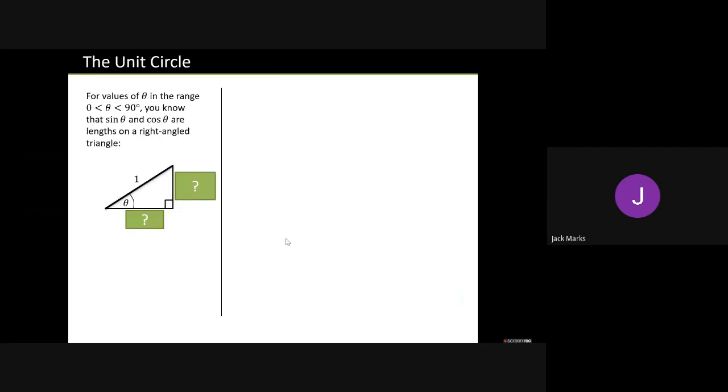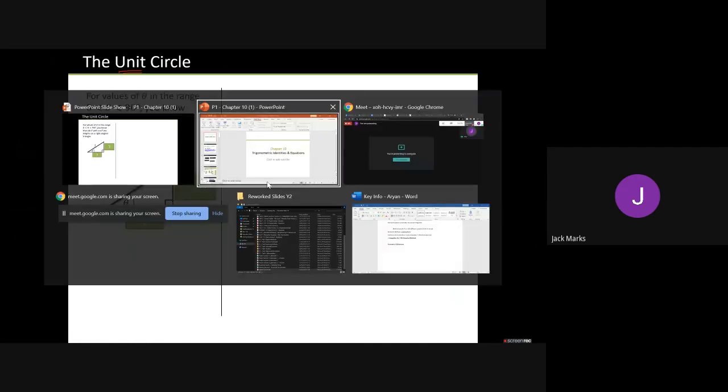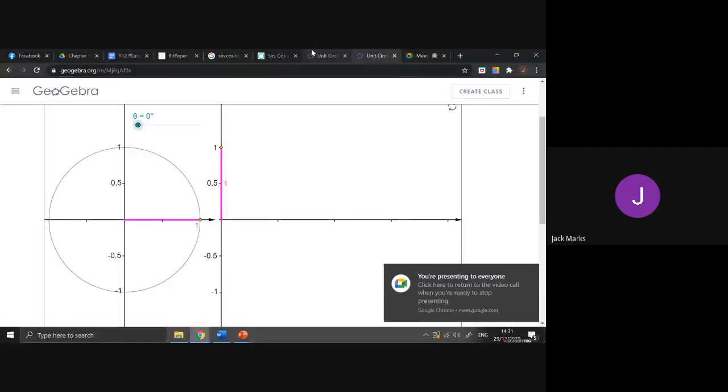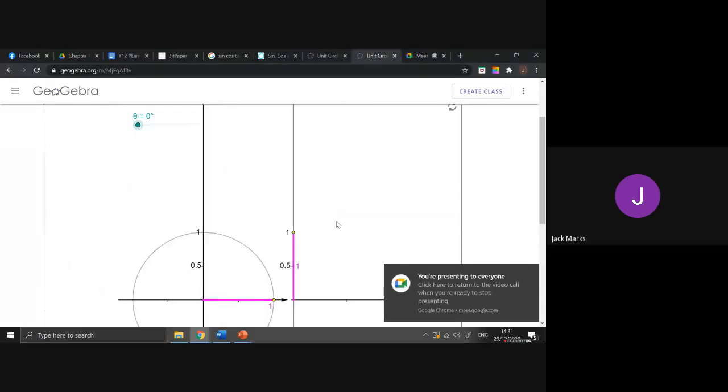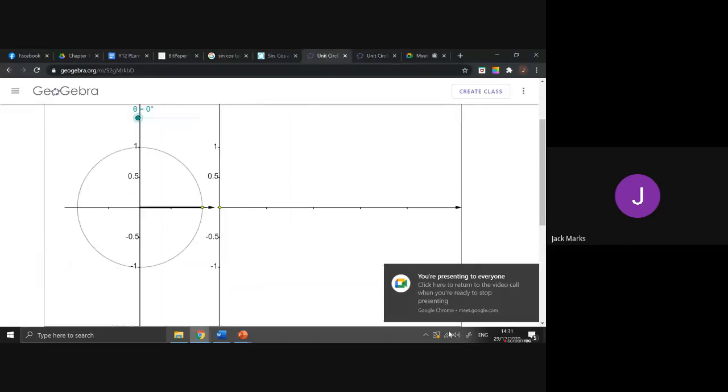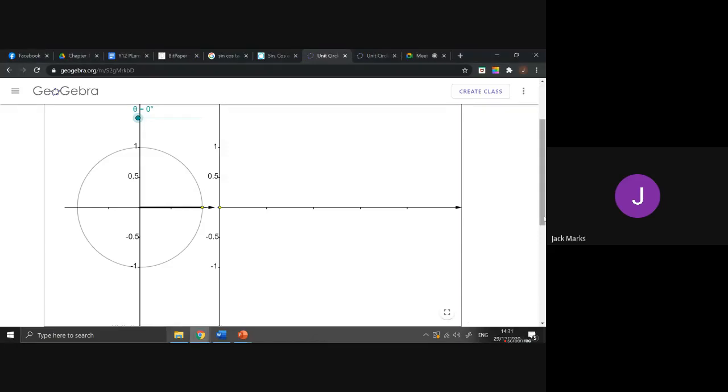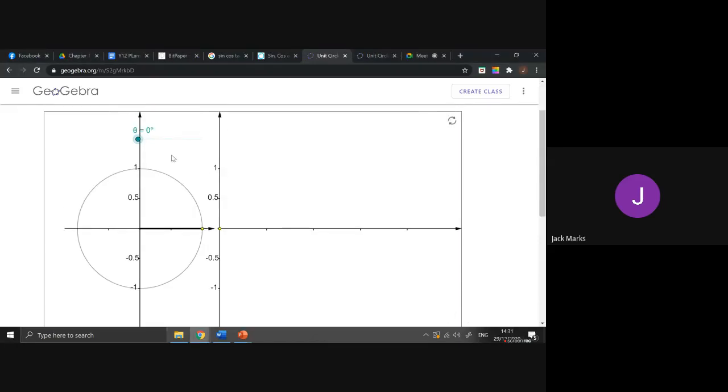So I'm going to do a little demonstration with the unit circle. What the unit circle is, we're going to make a circle with the radius of 1. Let's show you something a little bit more dynamic so you can get an idea what's going to happen. So I'm going to start with this. This is my unit circle.